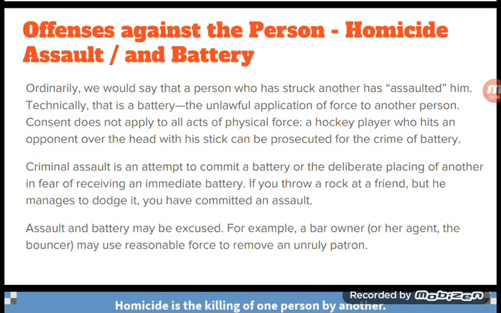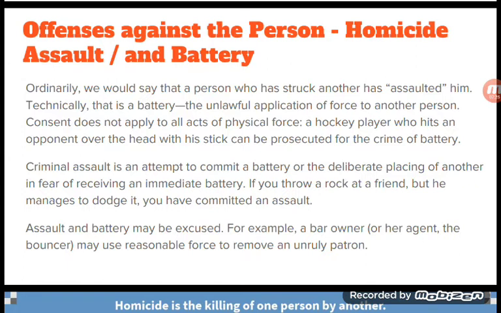Offenses against the person. We're moving on to assault and battery. Assault and battery here, it's important to note, is different than the assault and battery in tort law. Torts is the next chapter, but I think at this point it's important to let you know ahead of time, there's assault and battery in the criminal realm, and there's assault and battery in the civil realm, which is called a tort. Here we're talking about assault and battery from the criminal perspective.